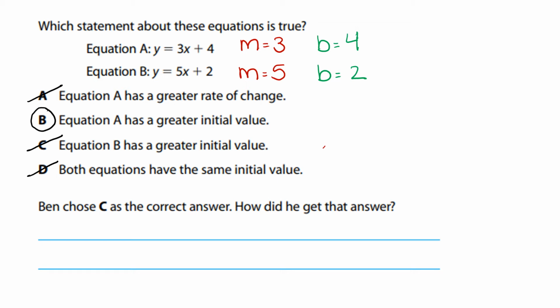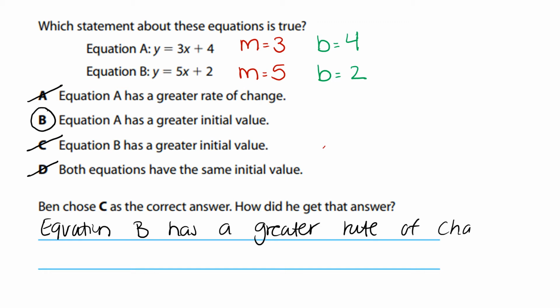It says that Ben chose C as the correct answer. How did he get that answer? So letter C was that equation B has a greater initial value. It doesn't have a greater initial value, but equation B has a greater rate of change. So we can go ahead and put that down. Equation B has a greater rate of change. 5 is greater than 3.